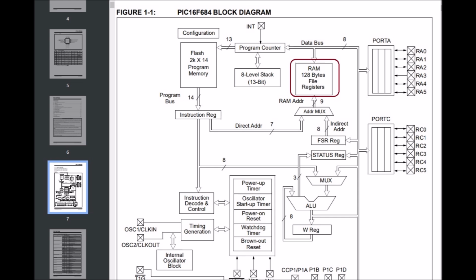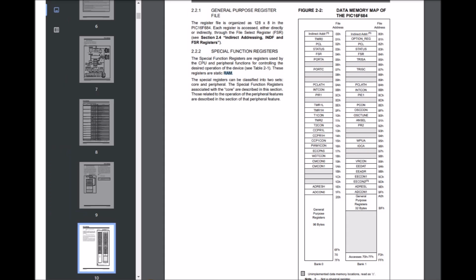Capacity. The PIC16F684 typically has 128 bytes of RAM. Function. RAM is used for storing variables, temporary data, the contents of registers, and the stack during program execution.